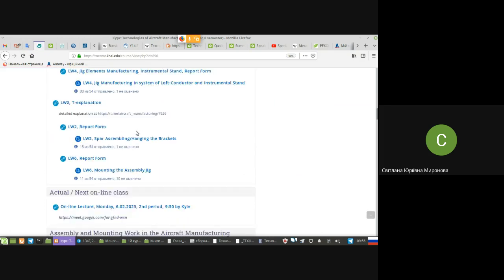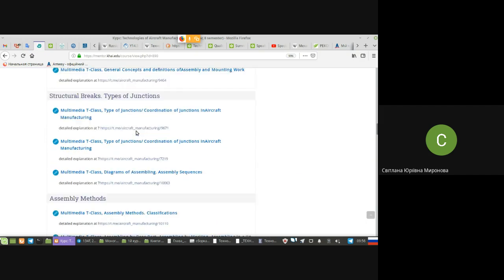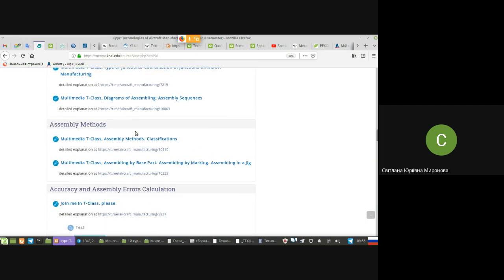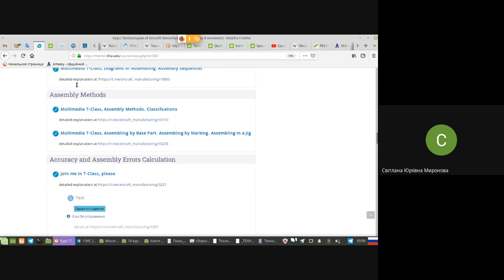And in Mentor you have a topic, after the breaks, assembly methods. In these assembly methods you have links to classes and explanations in Telegram. Actually, you have already seen these classes. I hope you read them, but right now I'm not going to use them. We are going to work with books, as I already said.